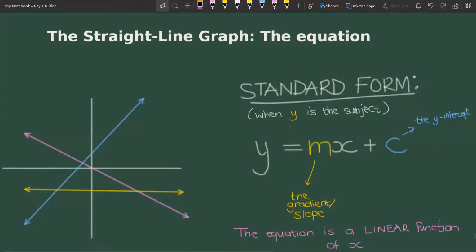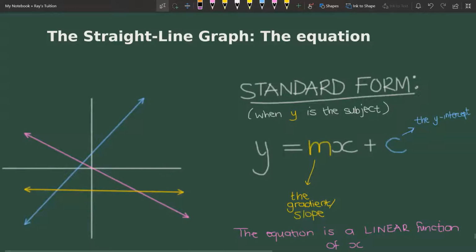The next parameter that we need to know for a straight line is the y-intercept. This is where it cuts the y-axis. So if we know what m and c are, then we know what the equation of a straight line graph is. So how do we identify that this is an equation of a straight line graph? It is that the equation is a linear function of x.